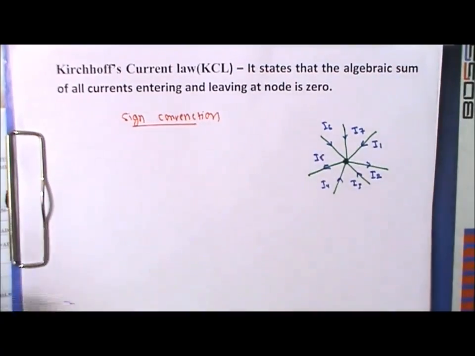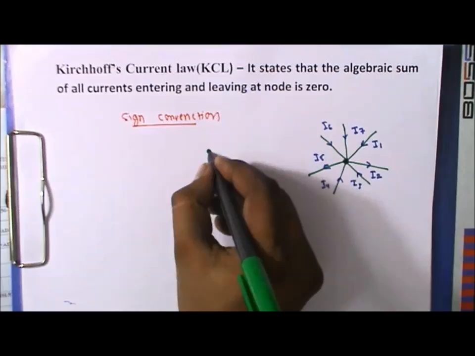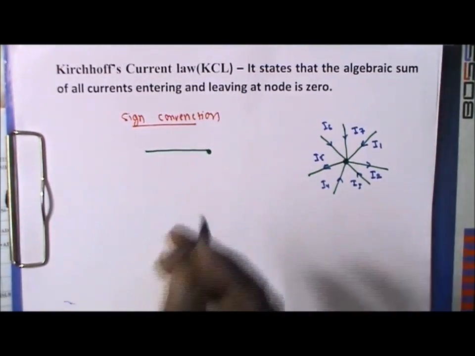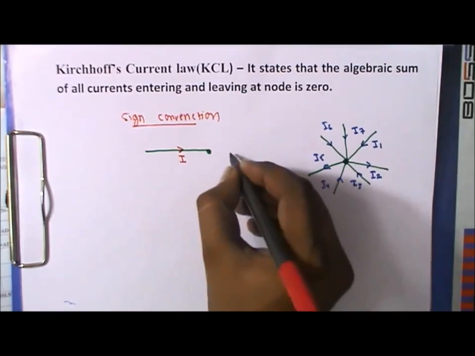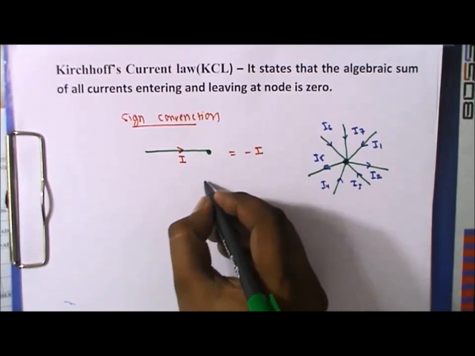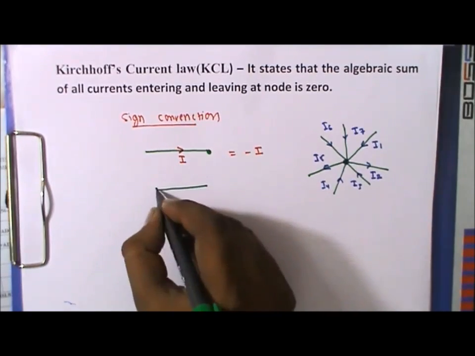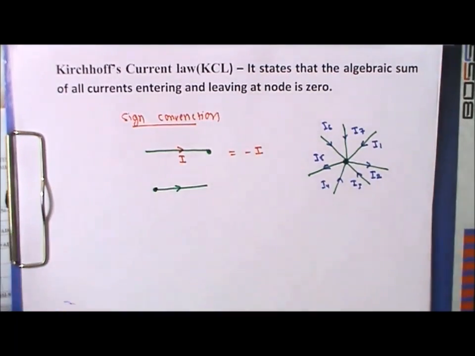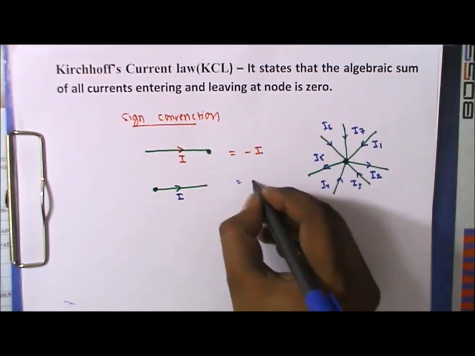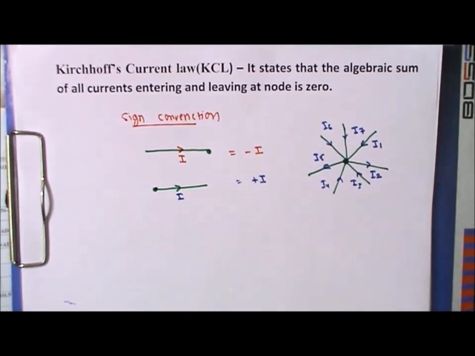Sign convention. Here I am using the sign convention. Let us suppose this is the node and this is the branch. If the current is entering the node, then we put a minus I. If the current is leaving, away from the node, then we put a positive sign. So this is the convention that we are following.